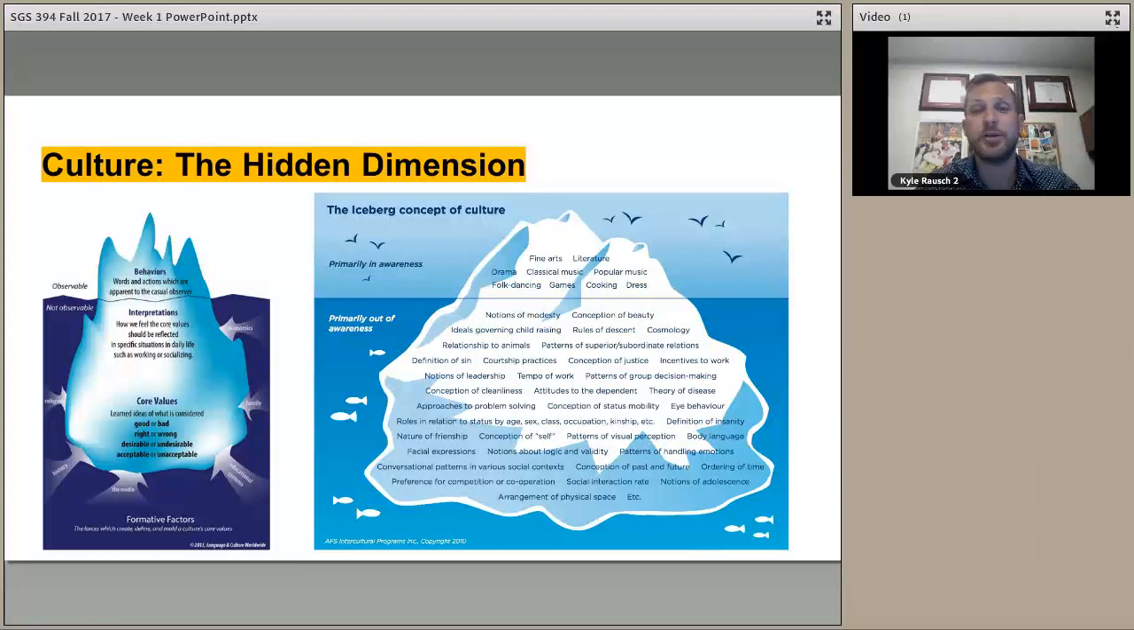In looking at the iceberg on the right, you can see that these include other languages, art, food, entertainment, dress, dancing, and so on. These are all observable aspects of culture that are relatively easy to spot to someone entering a new culture.